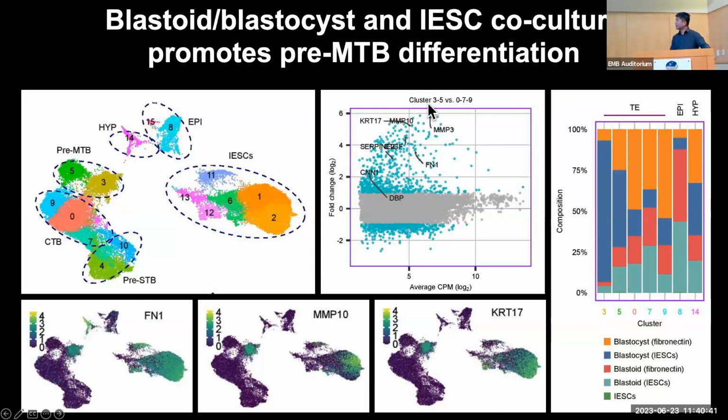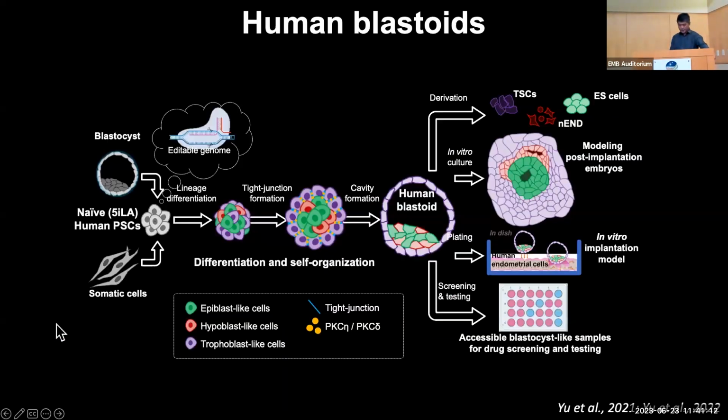And we compare clusters 3 and 5 with these three clusters that are more closely related to cytotrophoblast. We notice there are a lot of genes, including different MMPs and fibronectins, that are upregulated in these clusters. These are similar to what people observed in the cultured human blastocysts. So they correspond to migratory features of these cells, pre-migratory features of these cells, sorry.